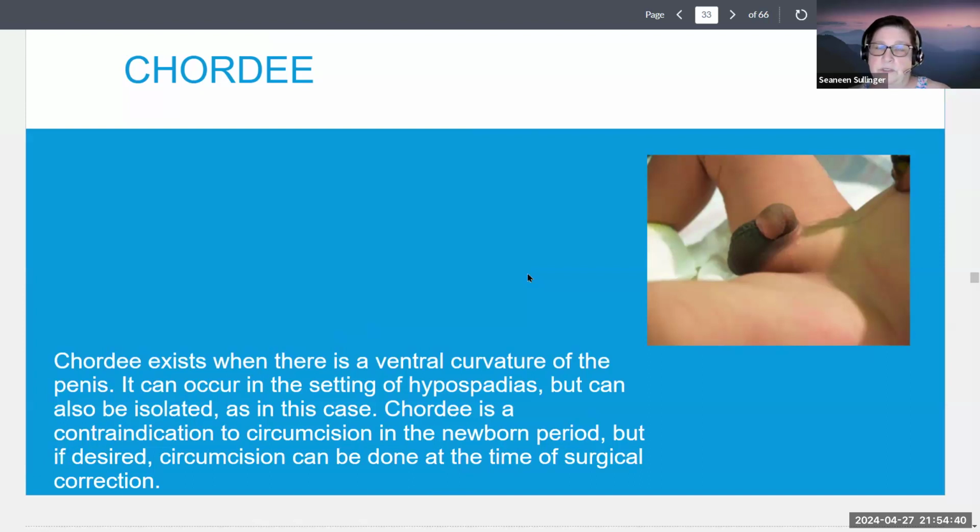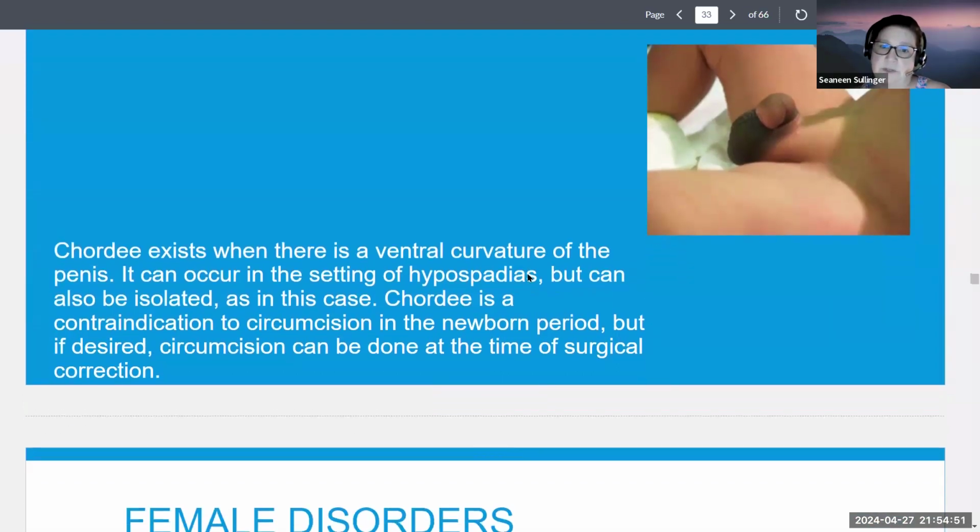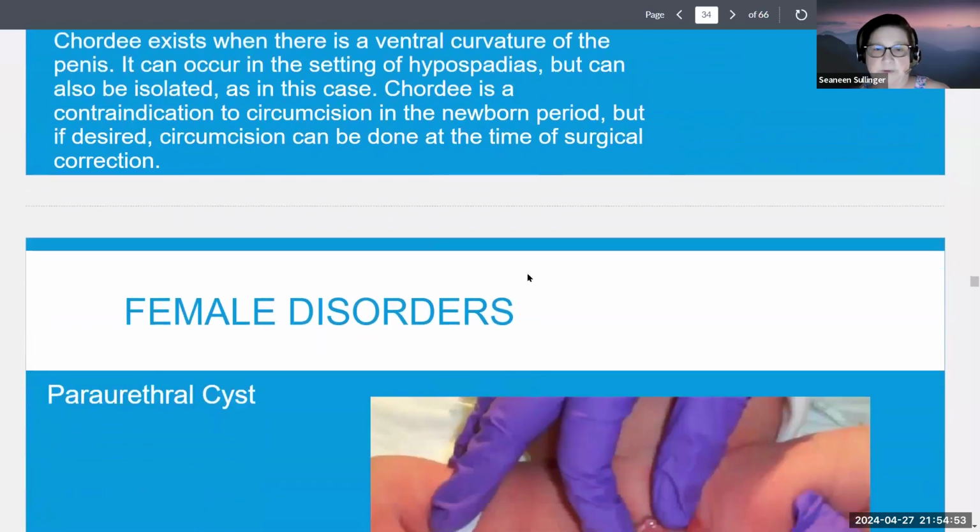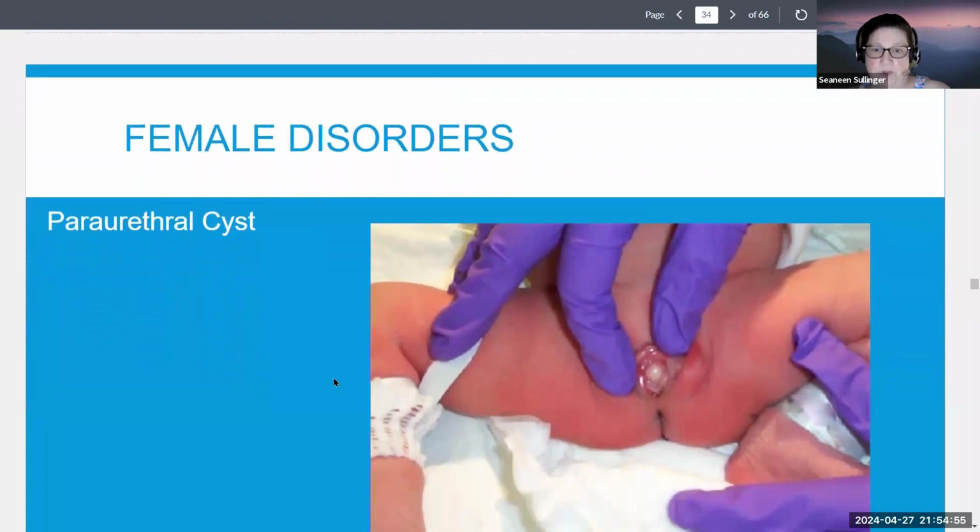Would you necessarily need to know the name? It's nice to know that that's chordee because the cord is pulling the penis down towards the scrotum. But as long as you can recognize that there's something different, that's a good thing.